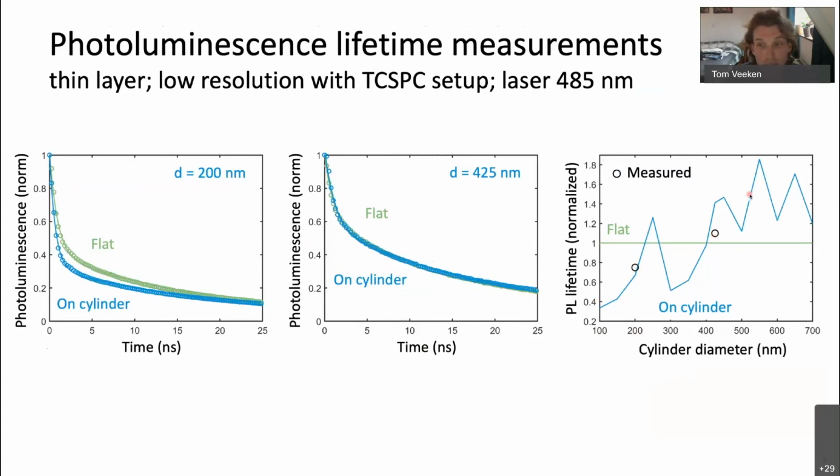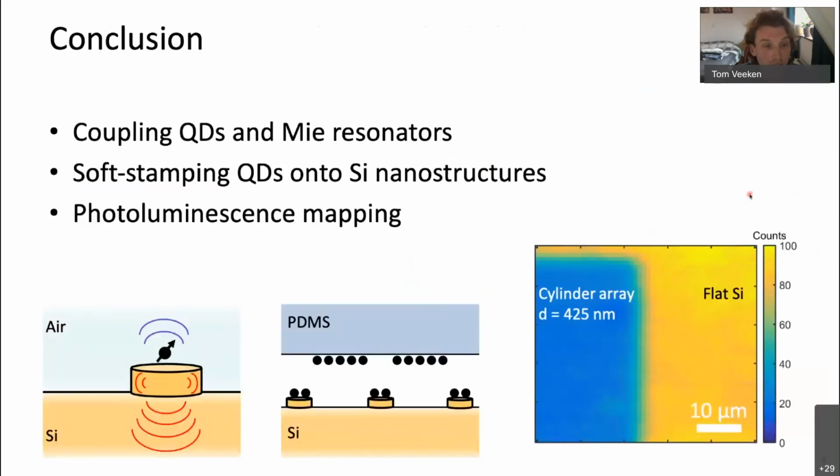So with that, I would like to conclude. I hope I've shown you that quantum dots can be coupled to these nano cylinders, which act as Mie resonators. And by coupling them, we can direct their emission. We developed a soft stamping method to print these quantum dots only on the silicon top surfaces. And then using photoluminescence mapping of both the intensity and the lifetime, we show that the direction of emission and the lifetime of its emission is perfectly predicted by the FDTD simulations. Thank you for your attention, and I'm happy to take any questions.